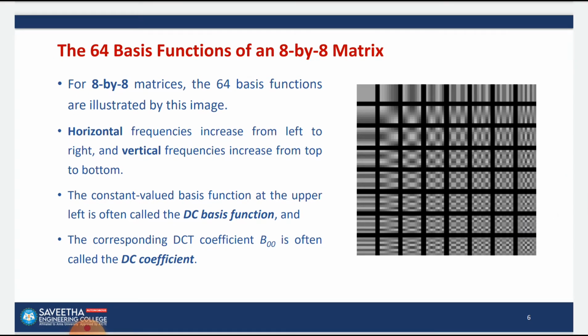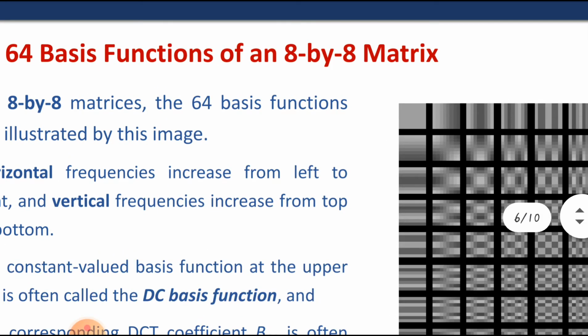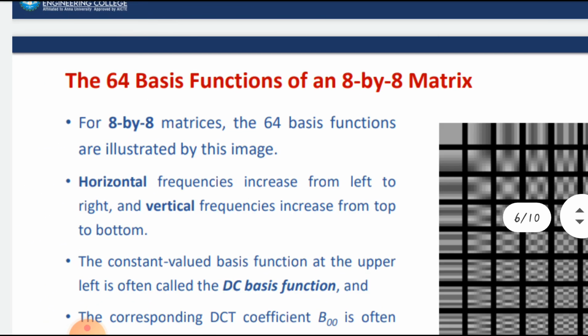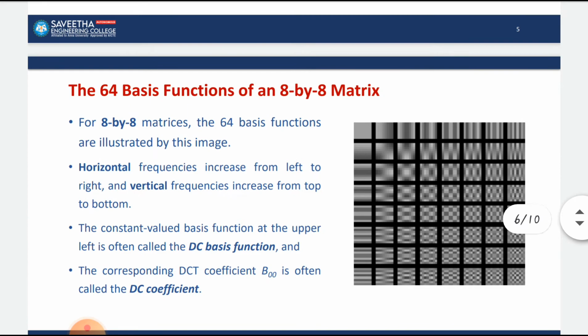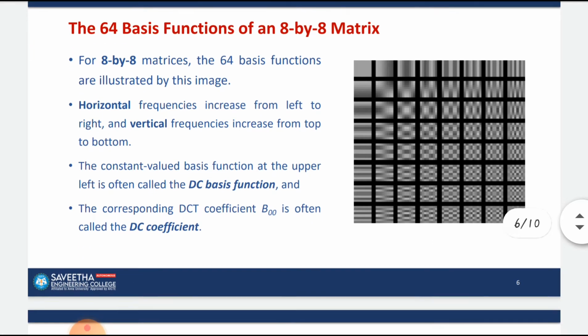Okay. And then the constant valued basis function at the upper left, the top left first box, that is called the DC basis function. It is always constant valued. You can look at the gray image, it's like a full gray, it doesn't have any lines over there. So that is the DC basis function, and the corresponding coefficient of the DCT is called a DC coefficient. Okay. So that's all about discrete cosine transform.